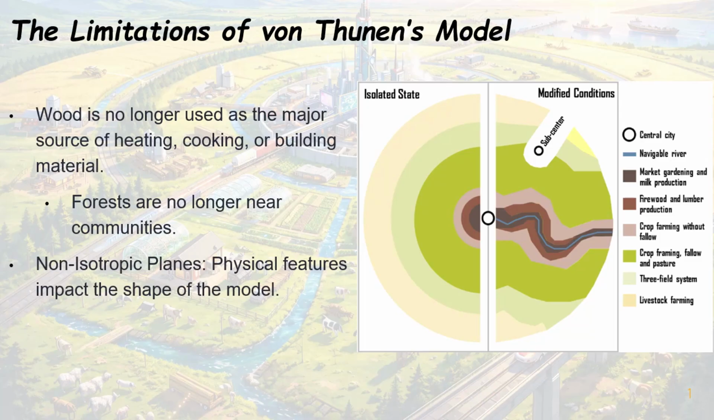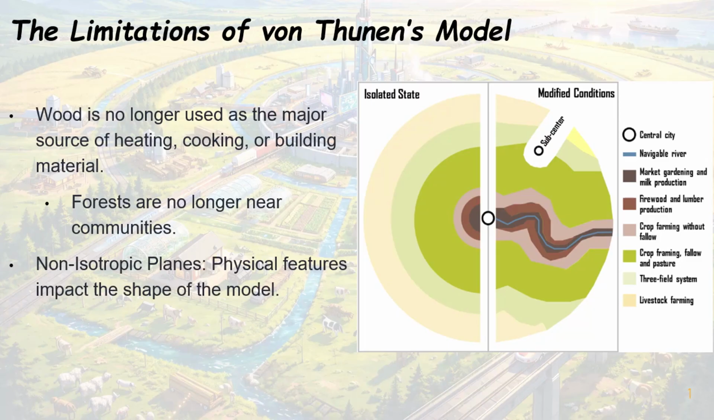Now look at the diagram comparing the isolated state to modified conditions. In the isolated state, everything is symmetrical. Clean circles, perfect rings, main character geometry. But once you add real physical features like a navigable river or a subcenter, the rings warp. That is because the model originally assumes an isotropic plane. That means flat land, equal soil fertility, no rivers, no mountains, no variation.